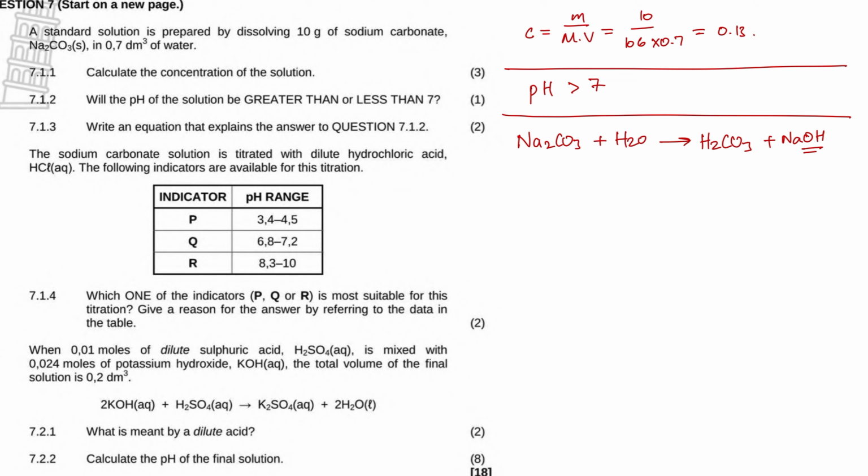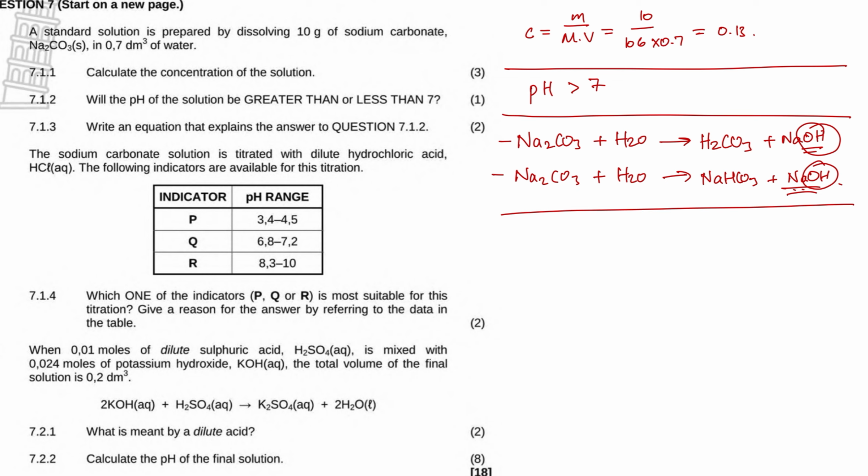There is another reaction that you could write. You could say Na2CO3 plus H2O is going to give you NaHCO3 plus NaOH. Now, of course, you do need to balance it, but the idea here is that the formation of NaOH, or OH rather, is going to make the solution basic.